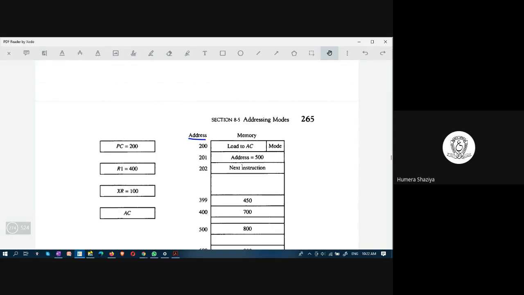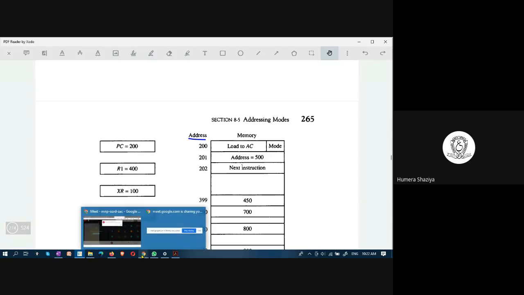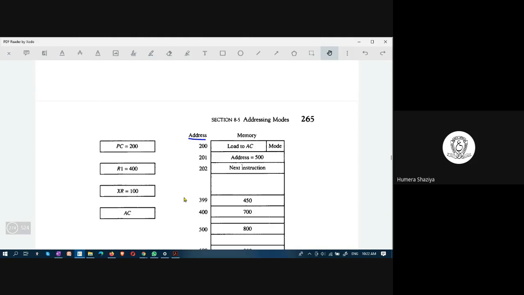PC has a value 200. In 200, we have load to AC. Load to AC is an operation, an instruction, and there is no address specified here. So what happens is the contents will be loaded into AC.